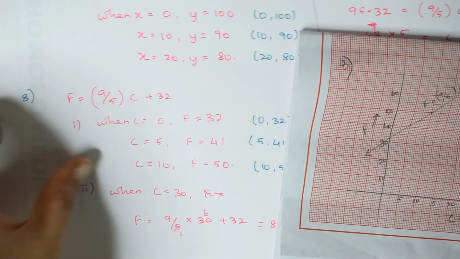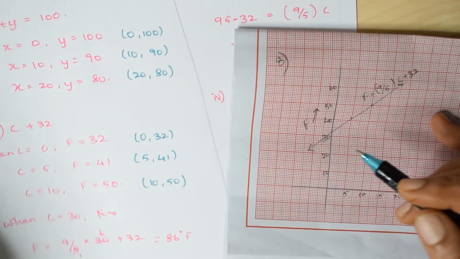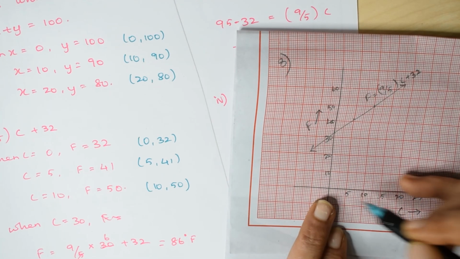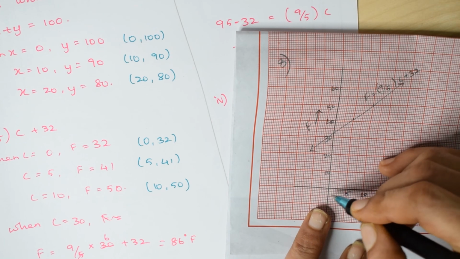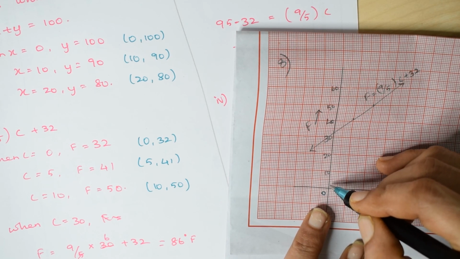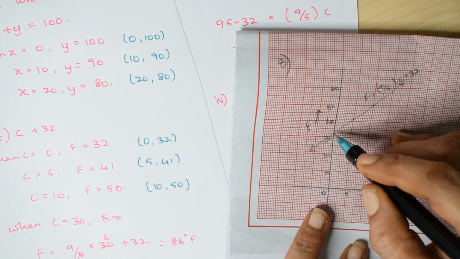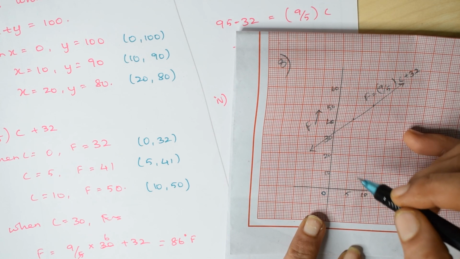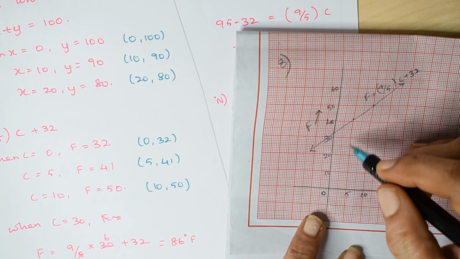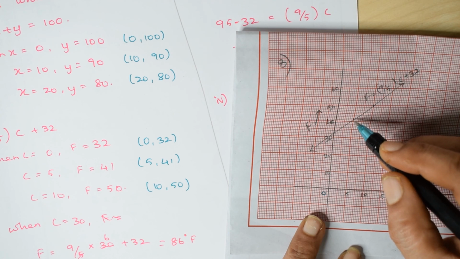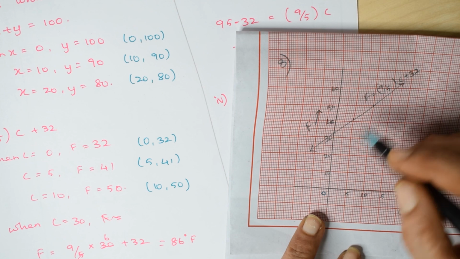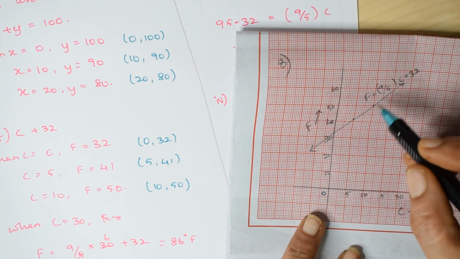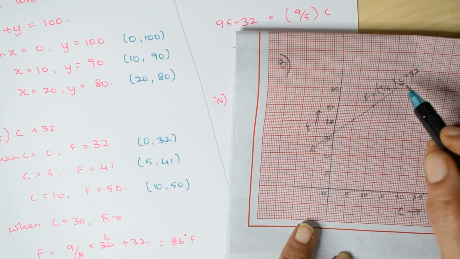When C is equal to 0, F is equal to 32. C is on the x-axis, F, Fahrenheit, is on the y-axis. When it is at 0, the point is 32. Then when centigrade is 5, Fahrenheit is 41 here. Then when centigrade is 10, Fahrenheit is 50. I can draw a straight line, and I have marked the straight line also with the formula.